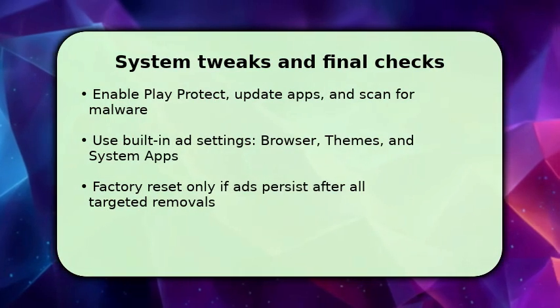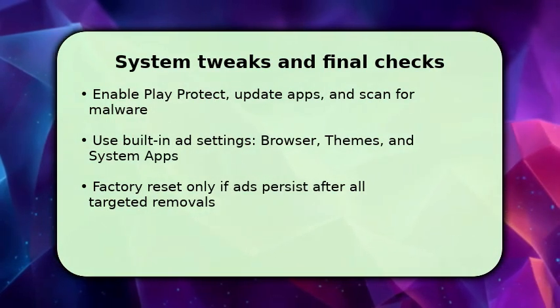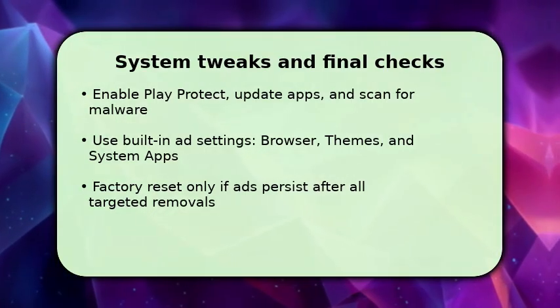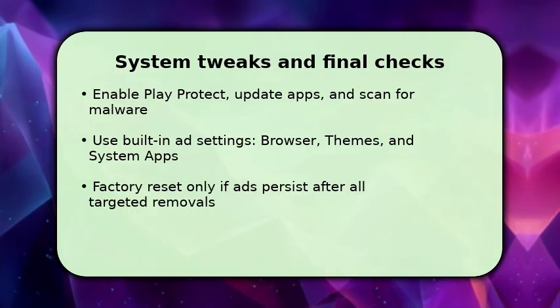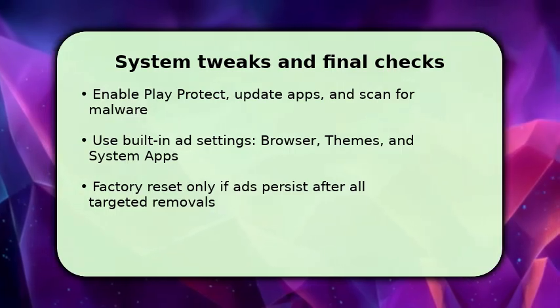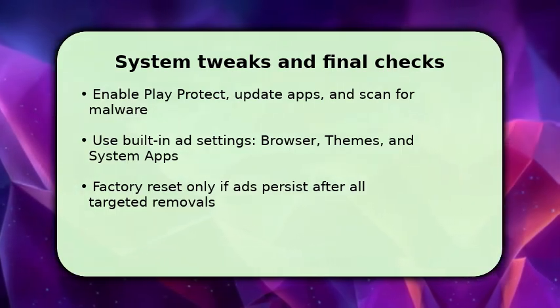Finish by tightening system controls. Open Play Store, enable Play Protect, update all apps, and run a scan so persistent adware is flagged. Then check built-in apps like the browser, themes, and system apps for ad settings and disable personalized ads or recommendations.